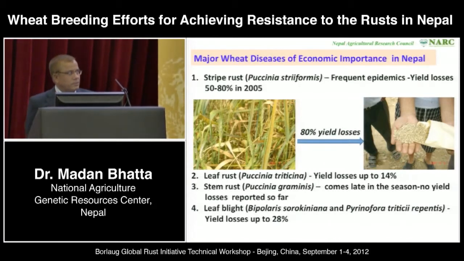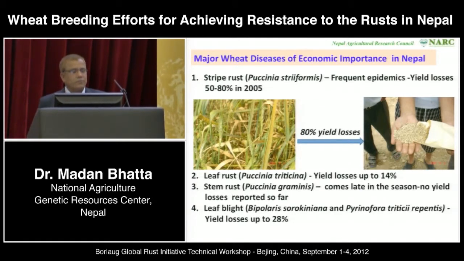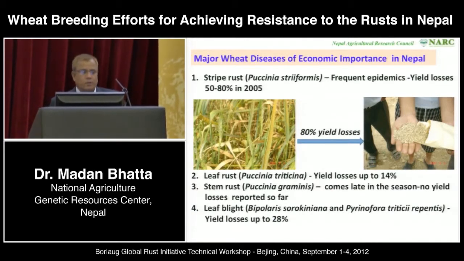Coming to major wheat diseases of economic importance in Nepal, stripe rust is number one. We faced several rounds of epidemics during several decades. The most devastating one was in 2005, when we lost almost 50 to 80% of wheat production in the stripe rust prone area in the mid hills. When we have a spike infection, we could see small size grains without endosperm.